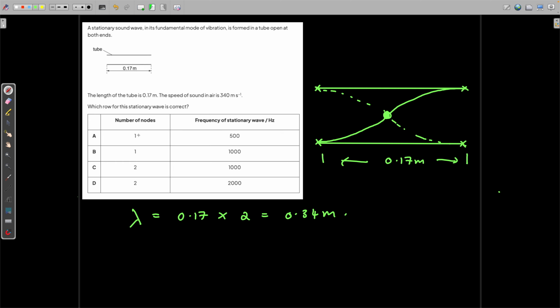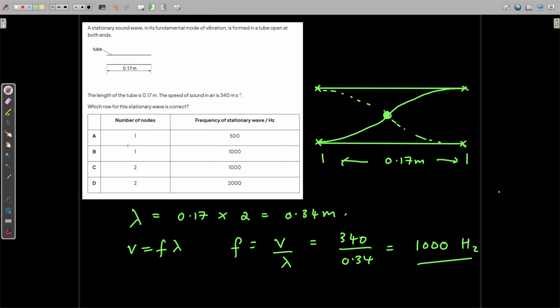Well, we know the nodes are 1, so it's either going to be 500 or 1,000. We're going to use v equals f lambda, so the frequency is v over lambda. That's going to be 340 over 0.34, which gives us 1,000 hertz. So the answer to that one is one node in the fundamental mode of vibration for a tube open at both sides, and the frequency is 1,000 hertz.